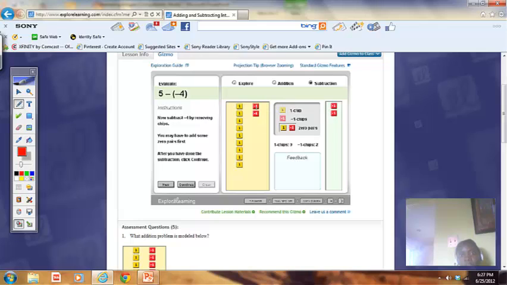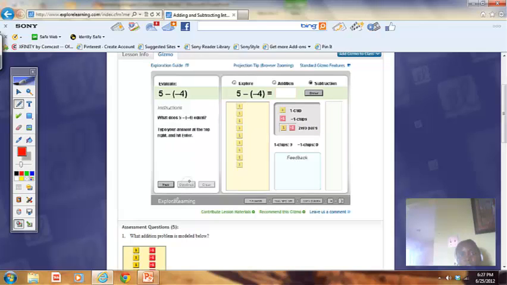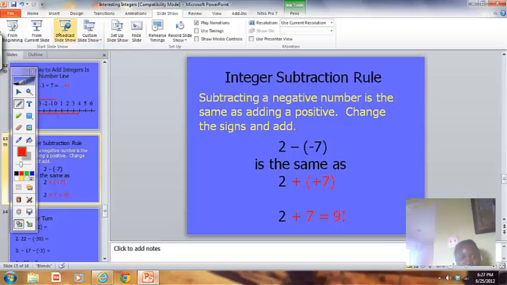Now I can take away the negative ones. 1, 2, 3, 4. What am I left with? 9 positive integer chips, right? Isn't it the same thing as 5 plus 4? Exactly. So that's why this works. Alright, so moving on. Back to the PowerPoint.